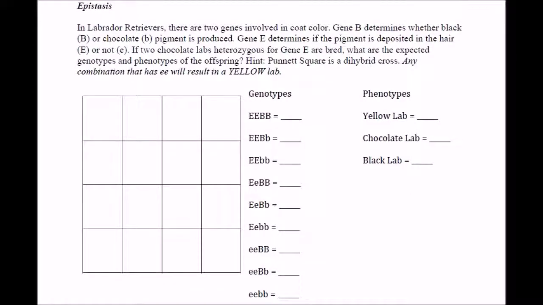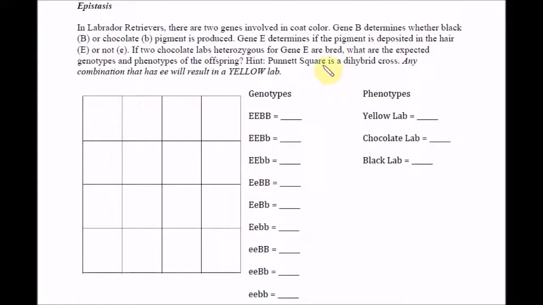Okay, this is a fairly involved problem because what we're dealing with here is really a dihybrid cross. So what we've got to do is see what kind of genes we're dealing with. It says gene B determines whether black or chocolate pigment is produced, so black is a capital B, chocolate is a lowercase b. Gene E, since this is epistasis, is going to control whether or not these other genes that produce either the dark color or the chocolate color actually show up.